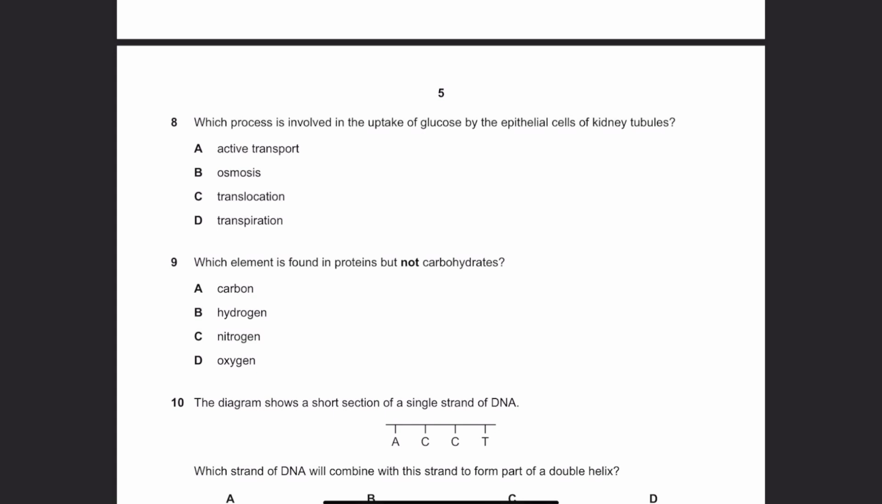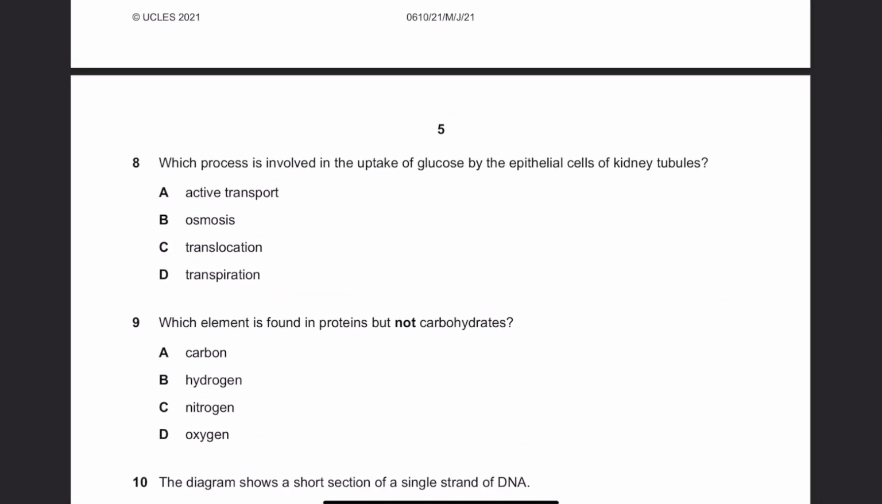Number 8. Which process is involved in the uptake of glucose by the epithelial cells of kidney tubules? So, our body just loves glucose. So it doesn't actually want to take the glucose away from our body. It doesn't want to excrete it.